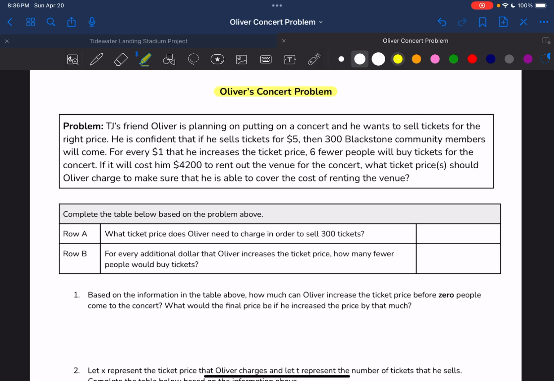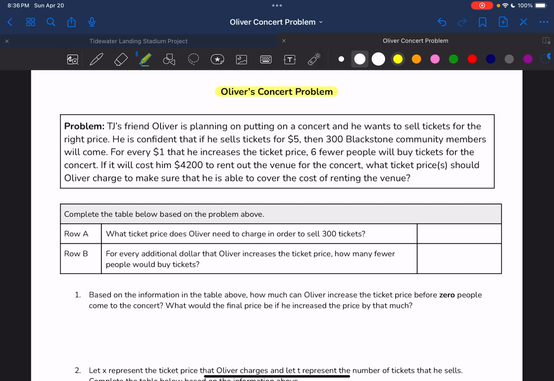So let's start by reading through Oliver's concert problem. It says, TJ's friend Oliver is planning on putting on a concert and he wants to sell tickets for the right price. He is confident that if he sells tickets for $5, then 300 Blackstone community members will come. For every $1 that he increases the ticket price, 6 fewer people will buy tickets for the concert. If it will cost him $4,200 to rent out the venue for the concert, what ticket prices should Oliver charge to make sure he is able to cover the cost of renting the venue?